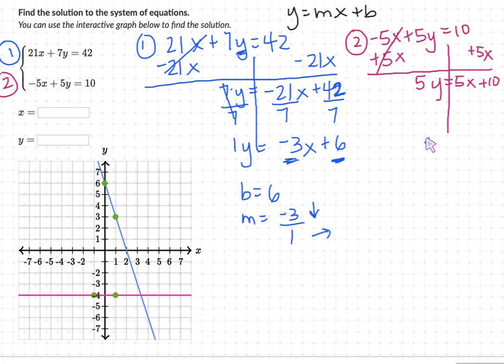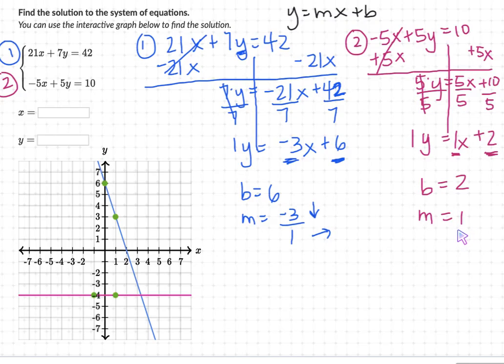Now, in order to get y by itself completely, I need to get rid of this 5. This 5 is being multiplied, so to get rid of it, we will do the opposite, which is divide. And everybody has to be divided by that 5. 5 divided by 5 is 1, so we end up with 1y. 5 divided by 5 is 1, so we end up with 1x. 10 divided by 5 is 2. So here we have a b of 2 and a slope of 1.